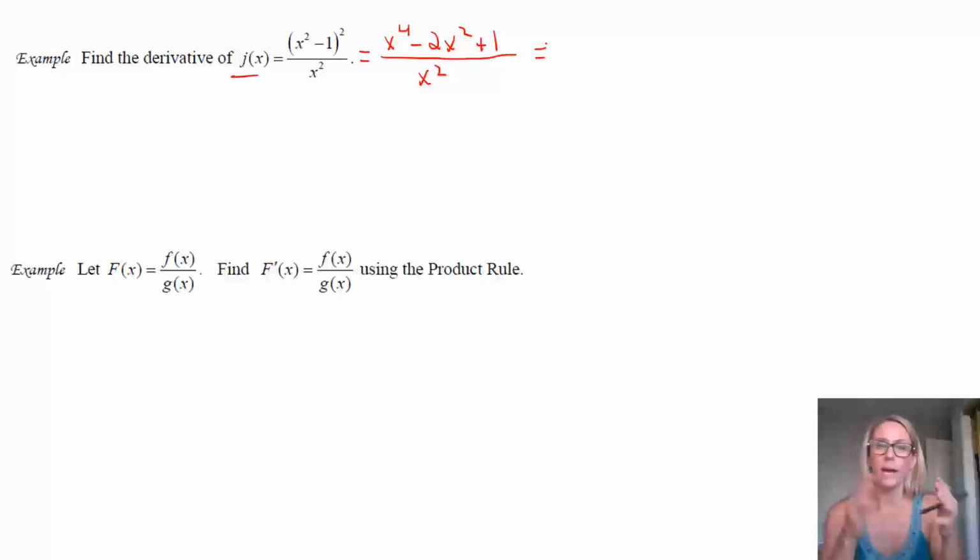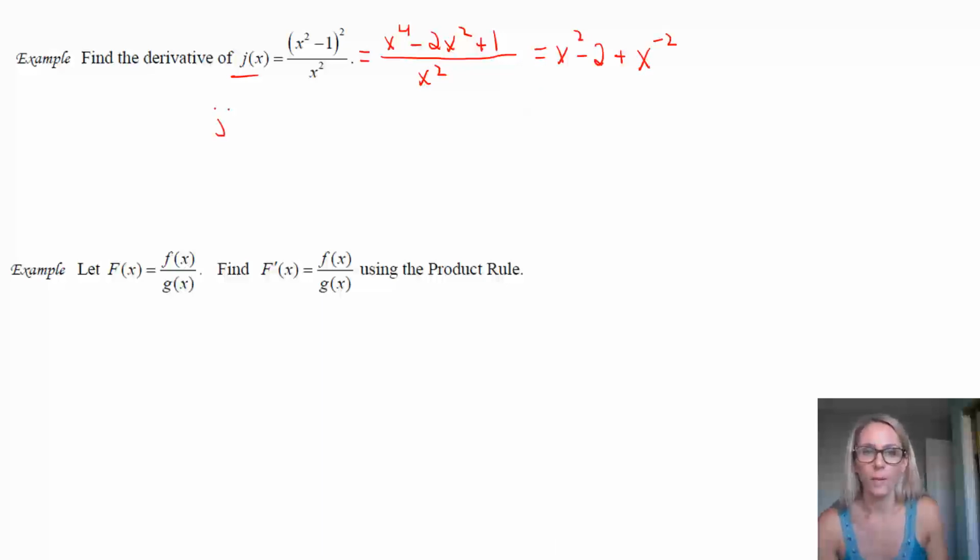And then now, because you're dividing by just one term in the denominator, you can just divide it into each piece and end up with x squared minus 2 plus 1 over x squared, or x to the negative 2. Then now you're ready to take your derivative, and you're going to have 2x minus, well, the derivative of 2 is 0, so minus 0.